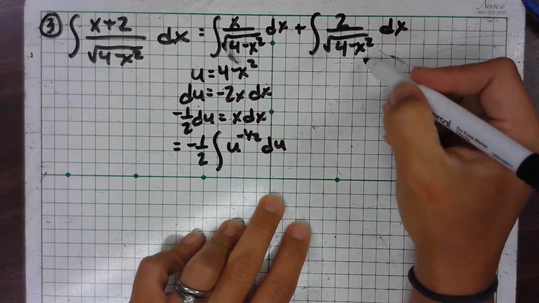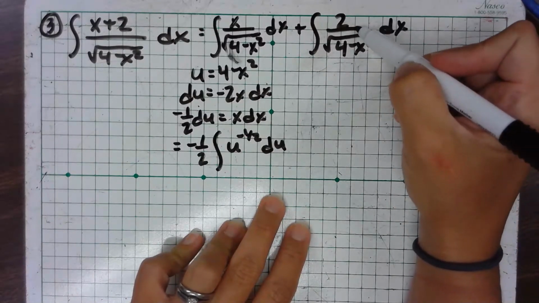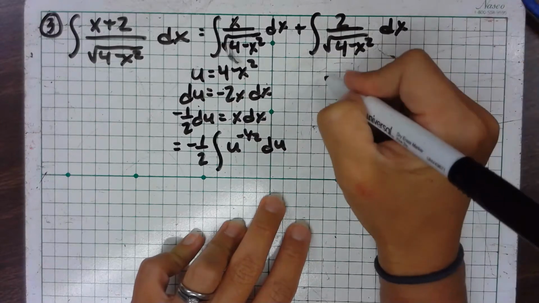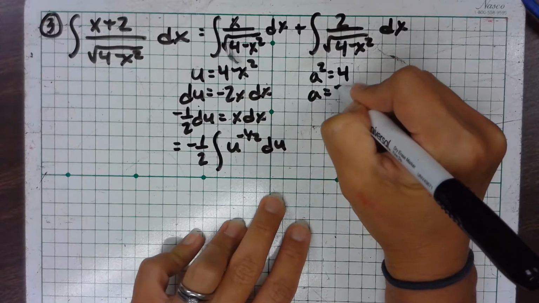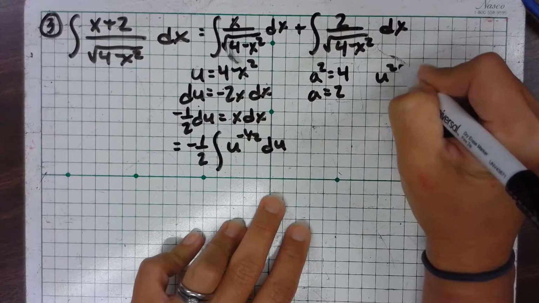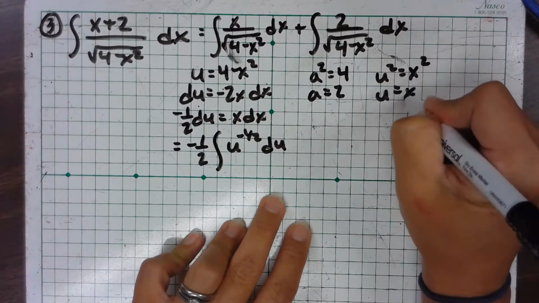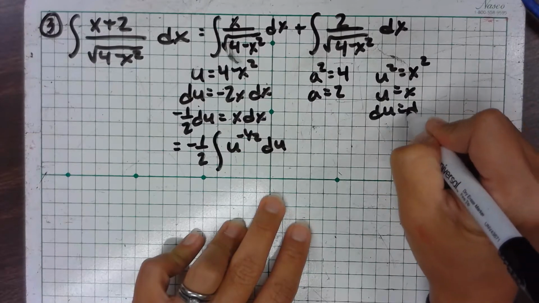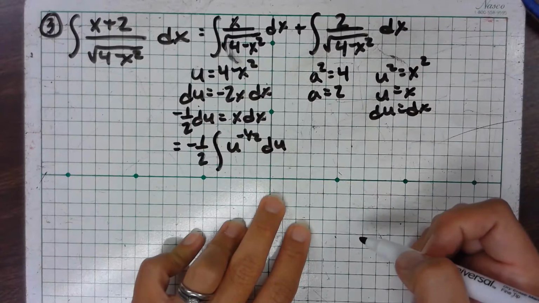Now, let's look at this one right here. Now here, the problem is I don't have my x. Here think a squared is 4, so a equals 2. Here, u squared equals x squared, so that means u equals x. Well, what's the derivative? dx. Well, I've got this extra 2 in there.